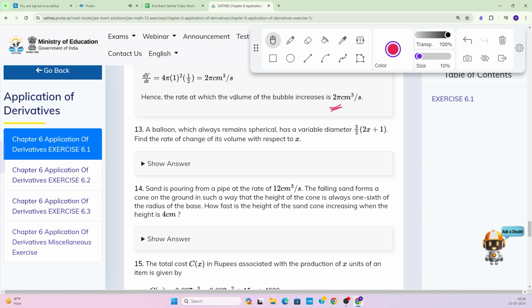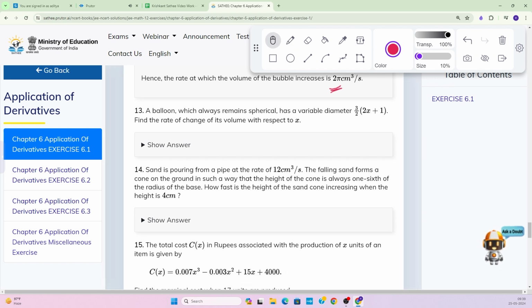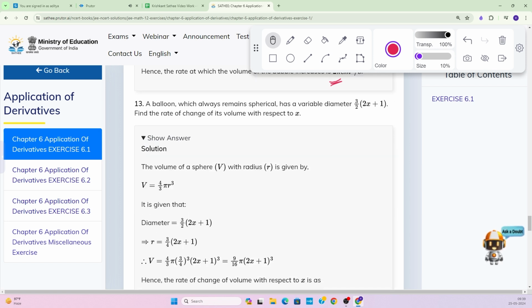Now it is clearly asking about volume but with respect to x. So this means you have to find dv by dx. Okay, dv by dx you have to find. So you know the volume expression, which is 4 by 3 pi r cube. Okay, now dv by dx.